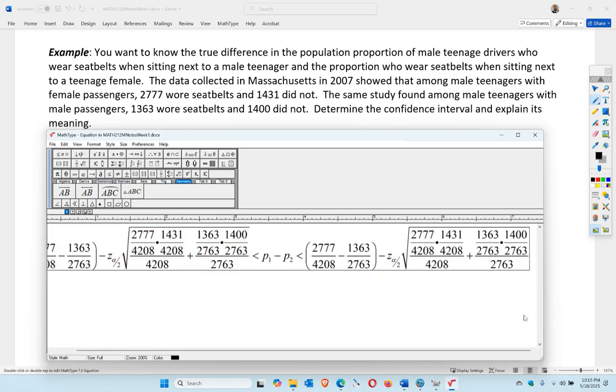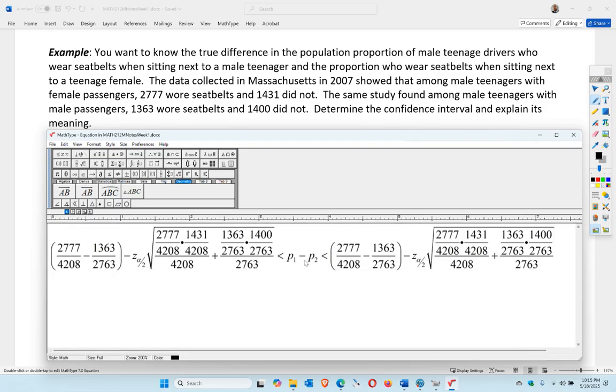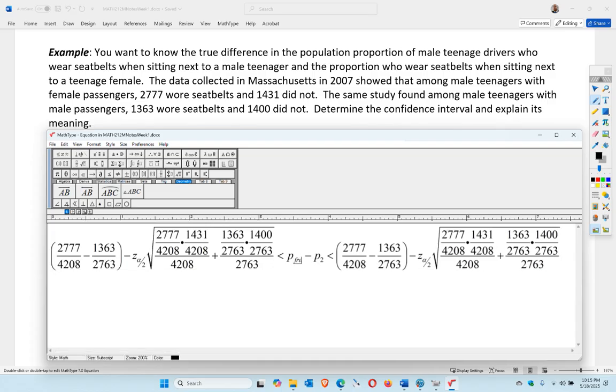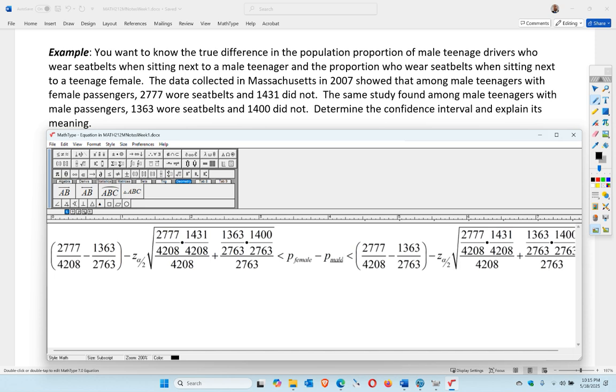So this is not really P1 and P2. There's no population 2 in real life. So the female passenger, so this is female. And this is male, I believe. I'm reading this right. If the study found that among male teenagers with a male passenger, right, so this is female minus male. The difference between female minus male, right? Because this one's the female passenger, this one's the male passenger.